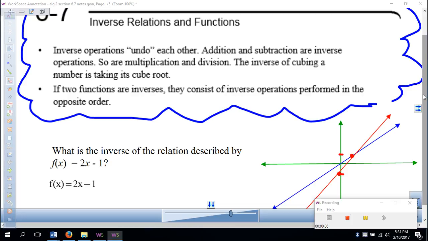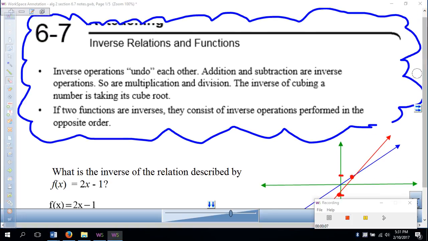Section 6-7 deals with inverse relations and functions. We need to remember inverse operations are operations that undo each other. Addition undoes subtraction, multiplication undoes division, and the inverse of cubing something is taking the cube root. So if two functions are inverses, they consist of inverse operations performed in the opposite order.